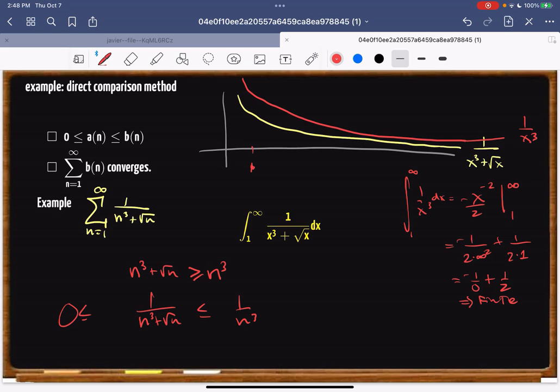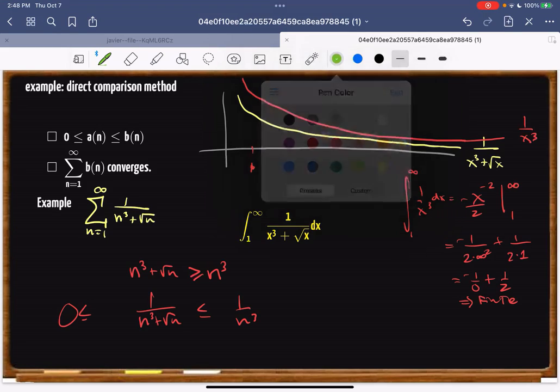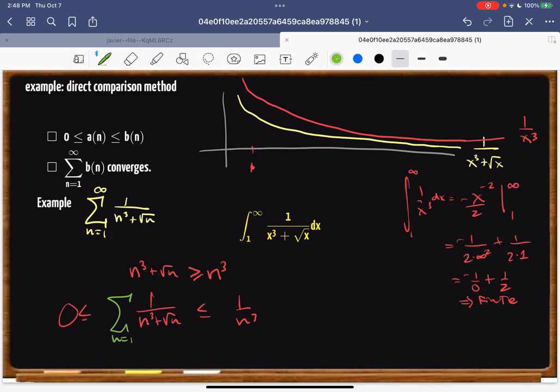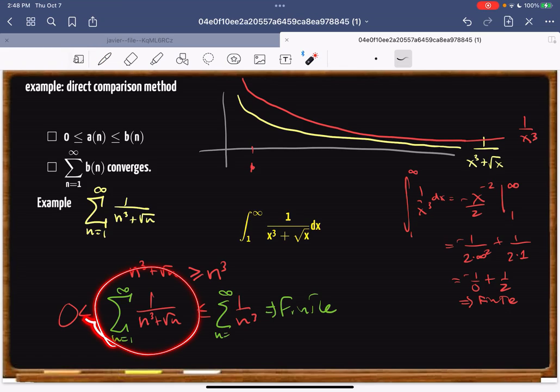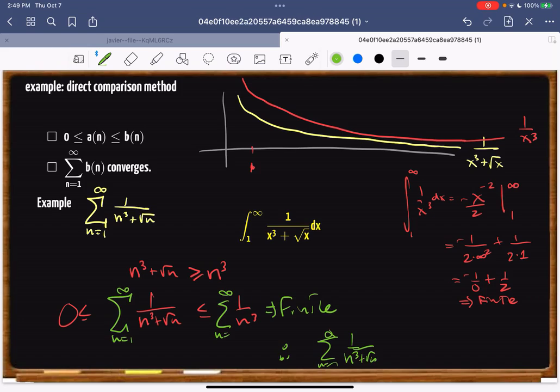And so then, slapping a sum on this side as n runs from 1 to infinity, and slapping a sum on this side as n runs from 1 to infinity. There's no need to slap a sum on this side because that's just going to give you 0. And we already showed that this is finite. So now we have some number here that's larger than 0 and smaller than or equal to something that's finite. That forces this one to be finite. And you can conclude, therefore, that the sum of all the 1 over n to the third plus the square root of n, as n runs from 1 to infinity, converges.